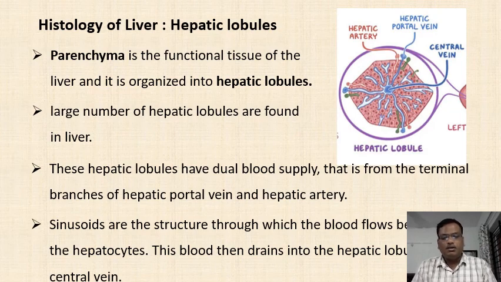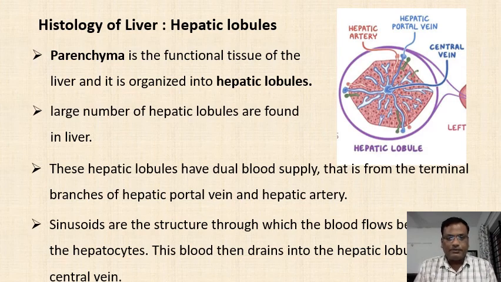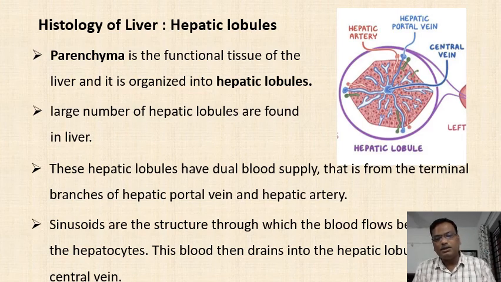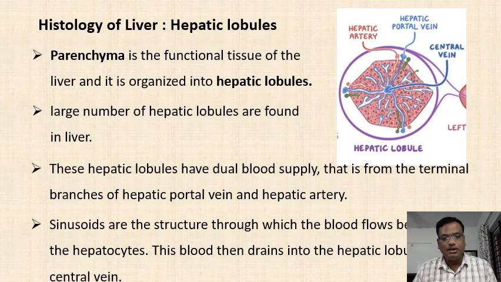Under the microscope, the section of the liver shows the following details. We find hepatic lobules. Parenchyma is the functional tissue of the liver, and it is organized into the hepatic lobules. So the cellular part of the liver is commonly called the parenchyma, and that is the functional tissue. Whatever function we attribute to the liver, those functions are performed by parenchyma cells. And these parenchyma cells are actually organized into structures called hepatic lobules.